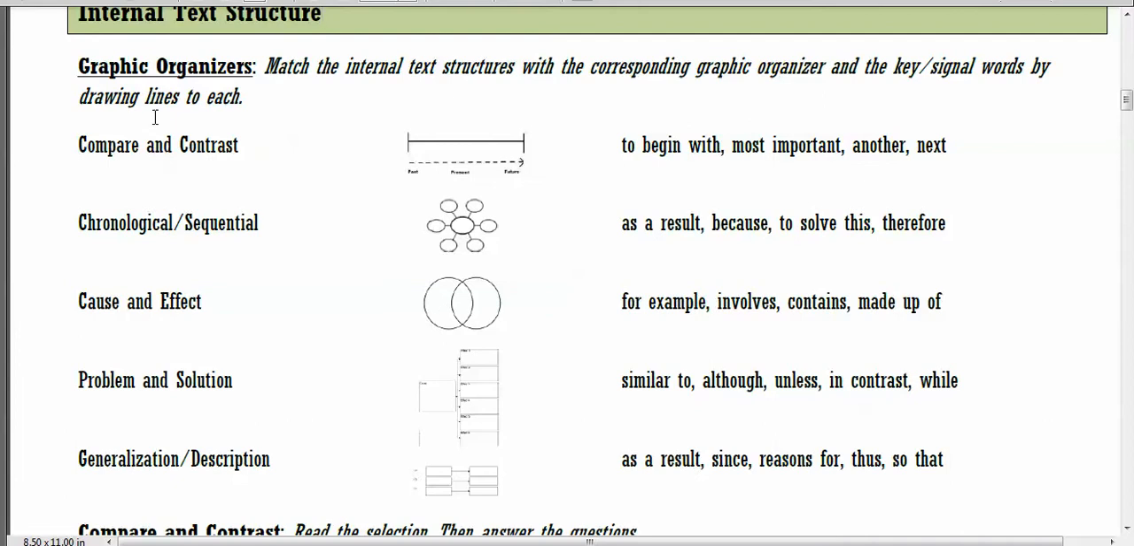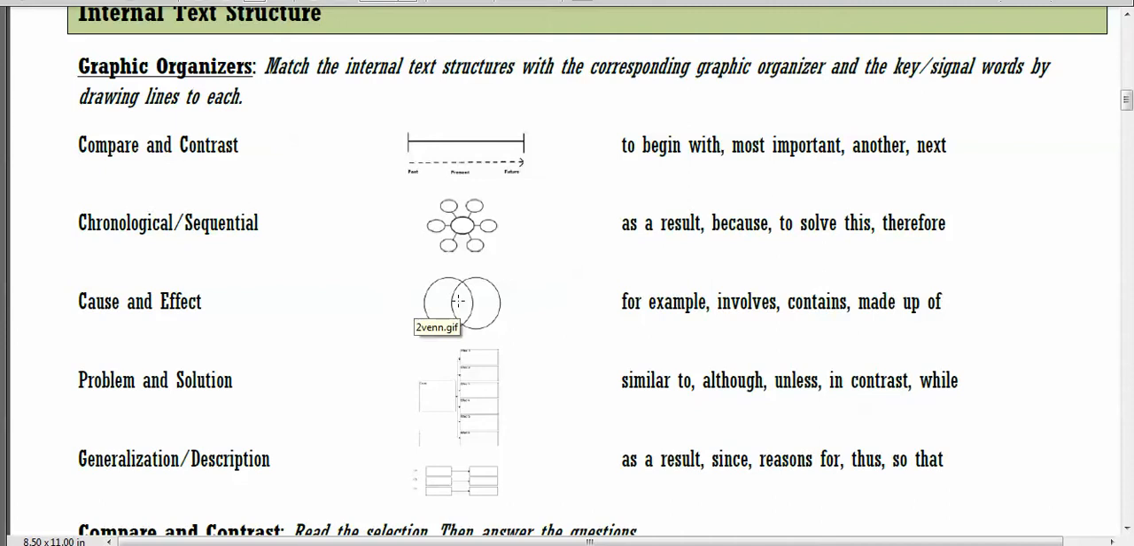So in compare and contrast organization, you're going to see things such as this, a Venn diagram, okay? A Venn diagram is there to compare and contrast. Remember, on the outsides of the Venn diagram are your contrasts or your differences. The inside of the diagram are your comparisons, the things that they have in common. So compare and contrast goes with this Venn diagram.